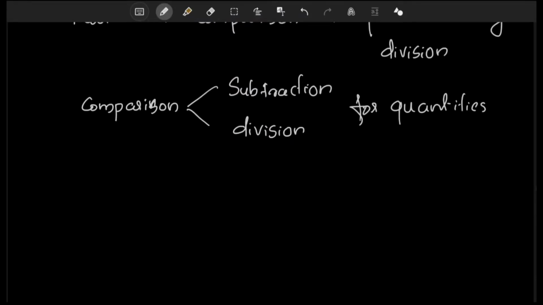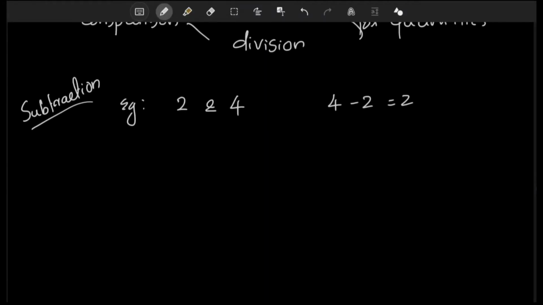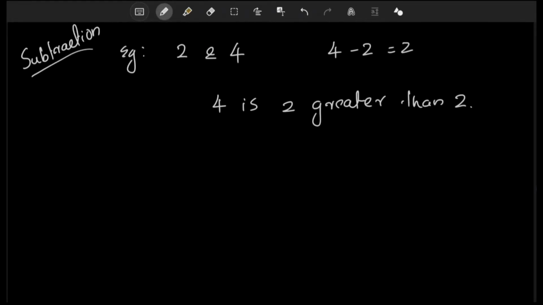In subtraction, if we take an example of 2 and 4, we simply subtract. 4 minus 2 equal to 2. So we can tell that 4 is 2 greater than 2. This is one type of comparison.